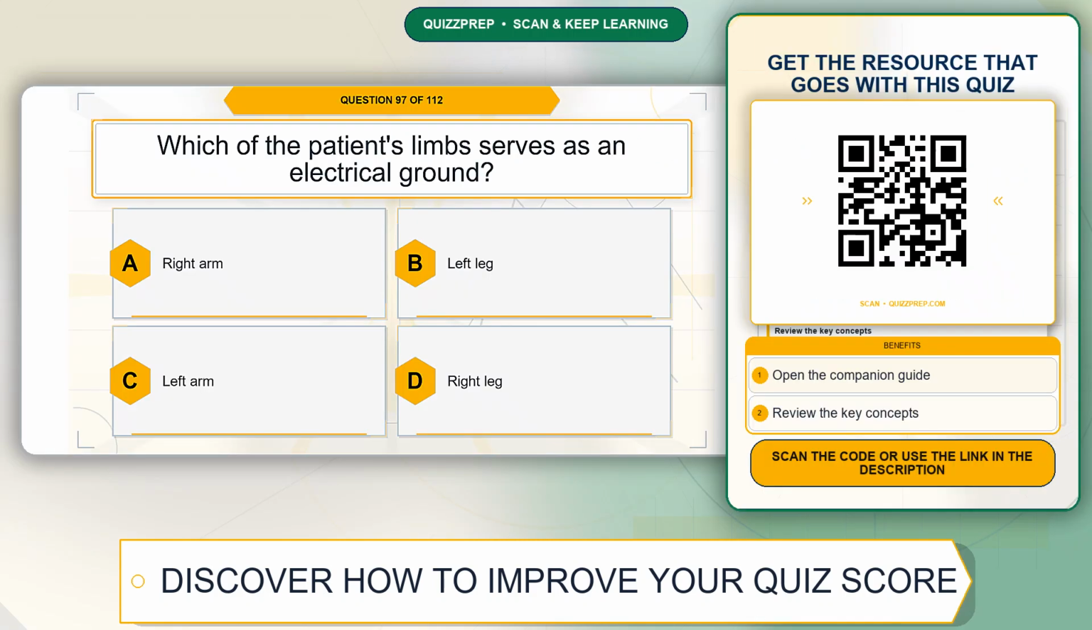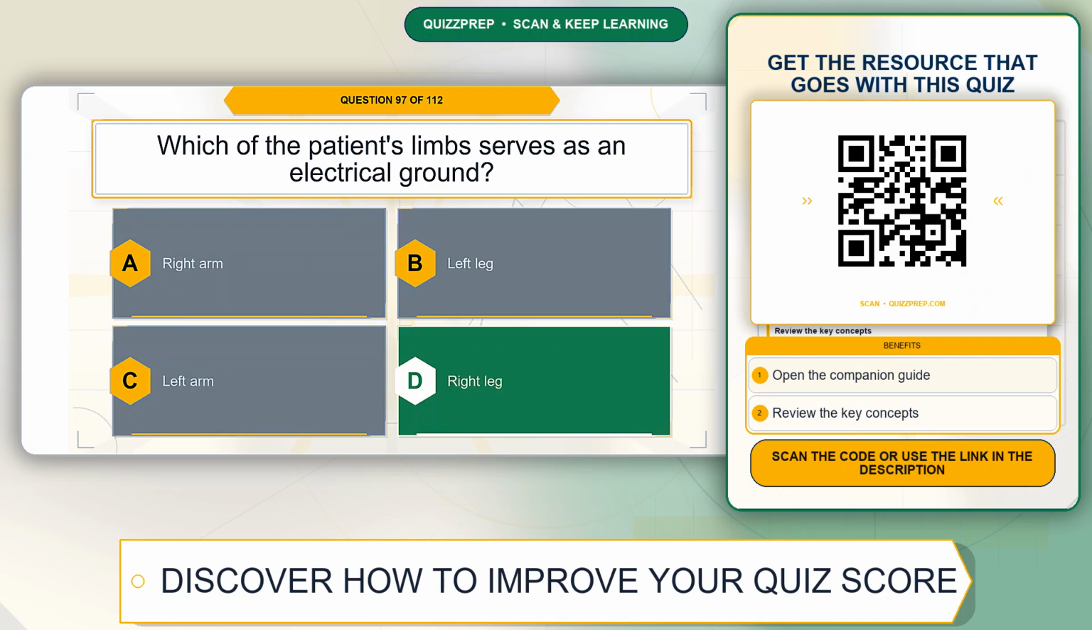Question 97. Which of the patient's limbs serves as an electrical ground? Option A, right arm. Option B, left leg. Option C, left arm. Option D, right leg. The correct answer is option D, right leg.